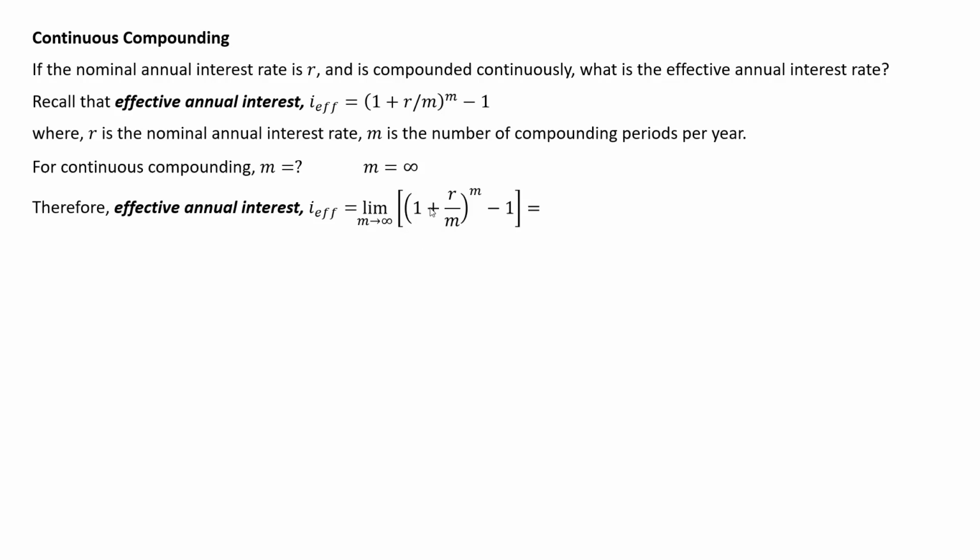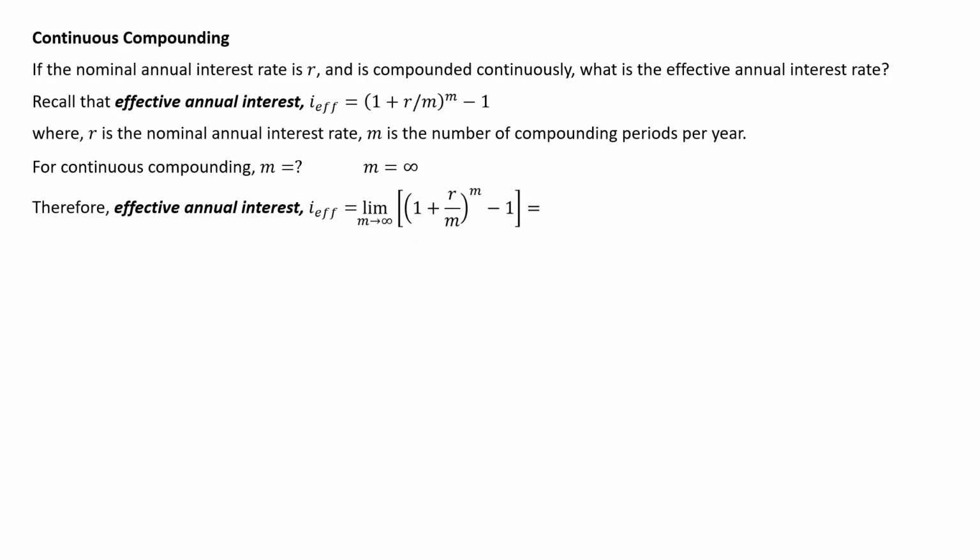Do you know what this limit is? Limit of 1 plus r over m to the m. Hang on, I can do math. As m approaches infinity, r over m goes to 0. So we have 1 plus 0, which is 1. 1 raised to infinity, 1 raised to anything is 1. And 1 minus 1 is 0. Hey, effective annual interest rate is 0.